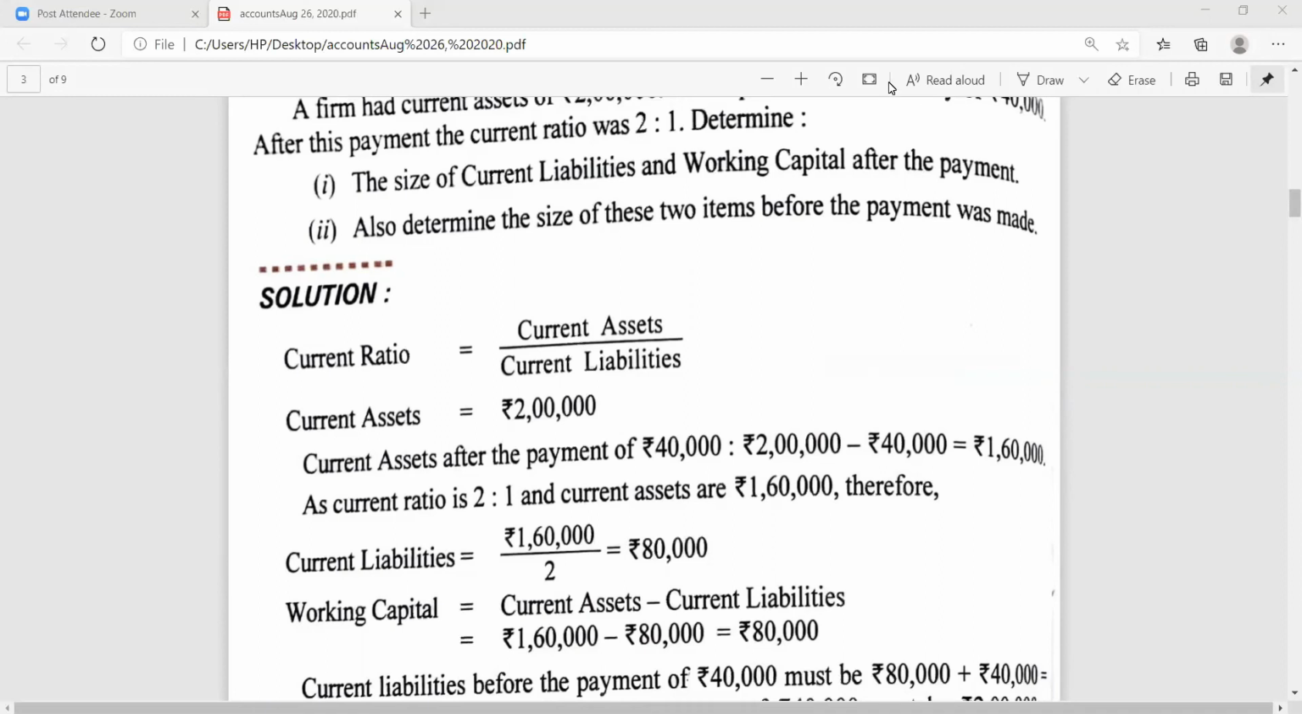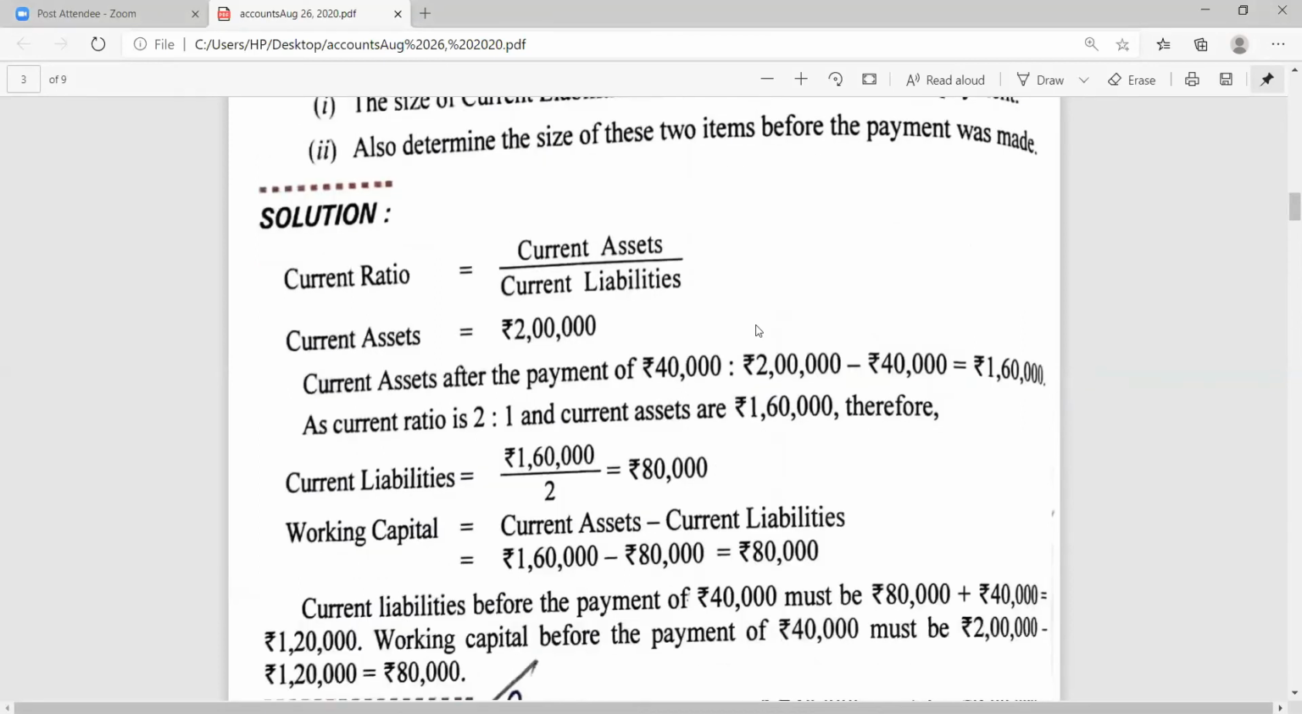In this way, you can do it. Please note it down in your books as well. Whatever steps are missed by the author, please don't miss them. Otherwise, you will find difficulty in calculating current liabilities. So current liabilities with us are 80,000.